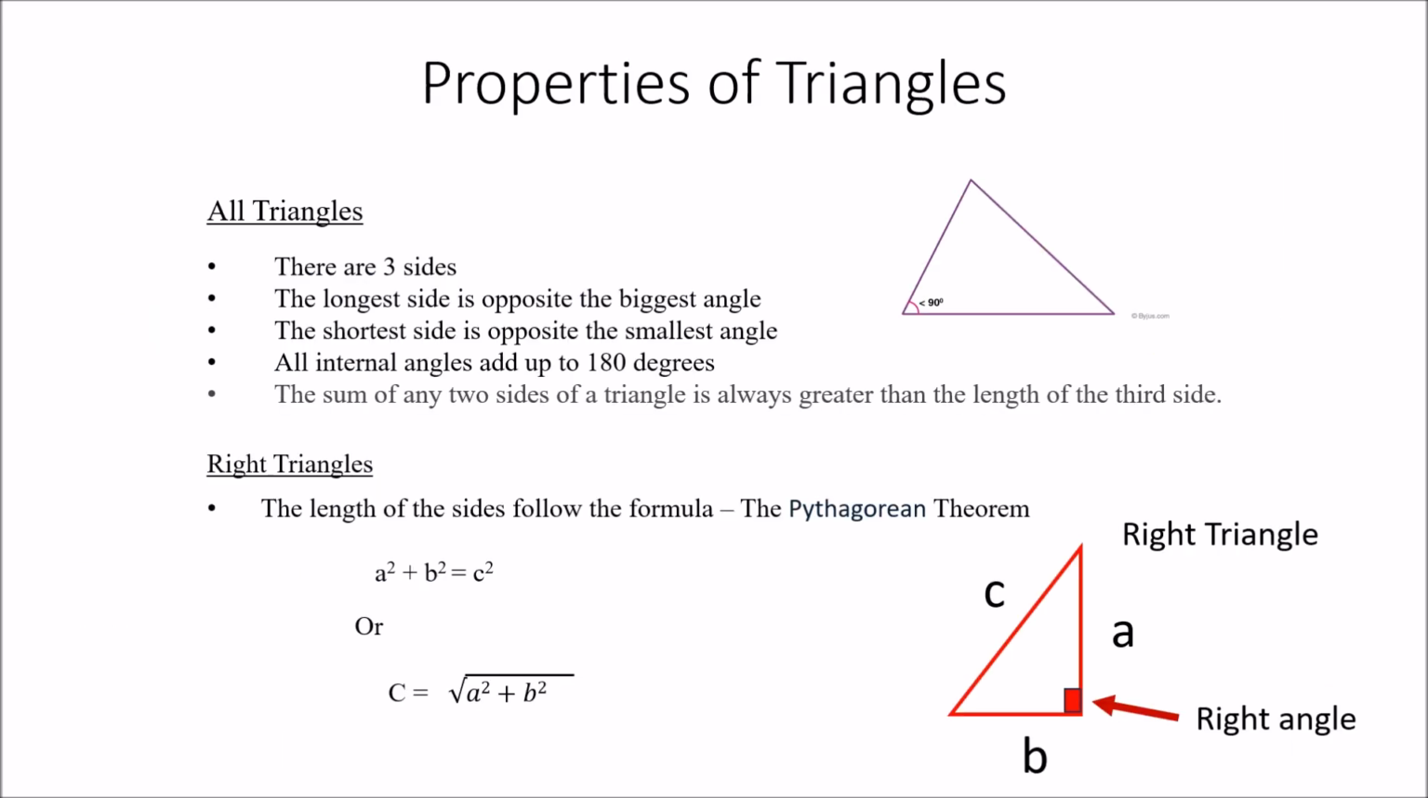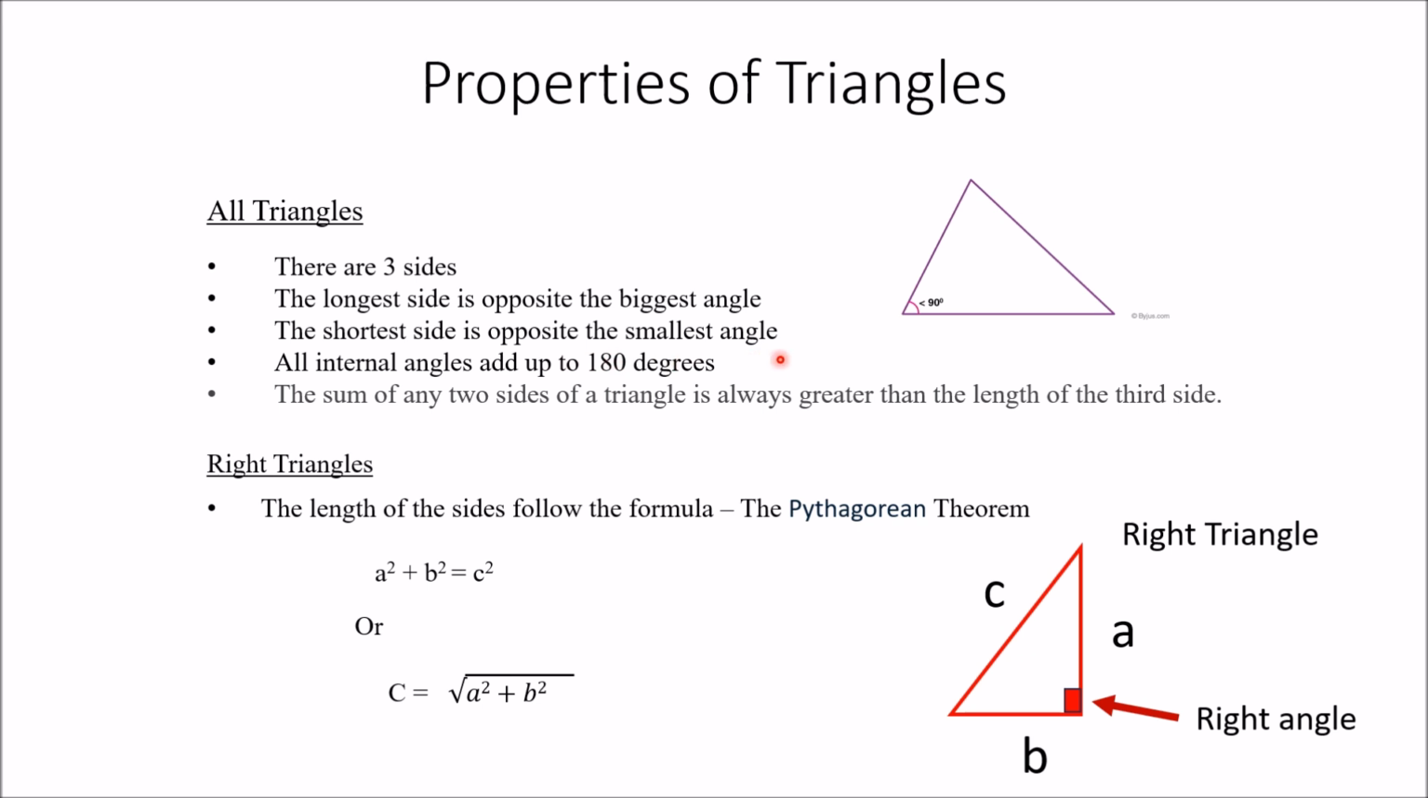Now, there are certain properties of triangles that we have to understand before we talk about trigonometry. All triangles have three sides, and that kind of makes sense. That's why it's called a triangle. The longest side is opposite the biggest angle. So the longest side here is opposite this angle here, which is the largest angle. The shortest side is the one opposite the smallest angle.